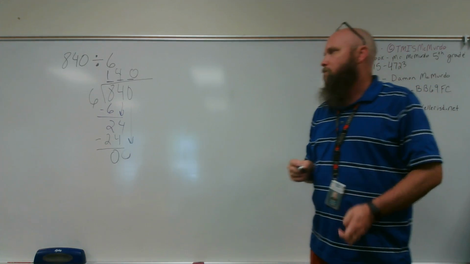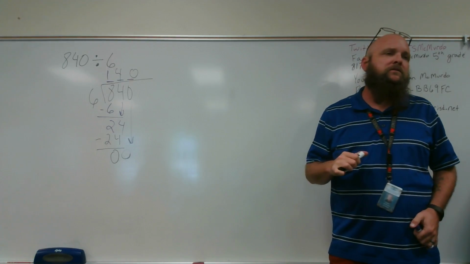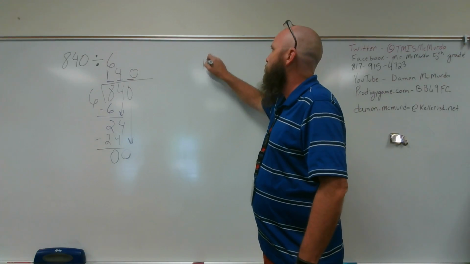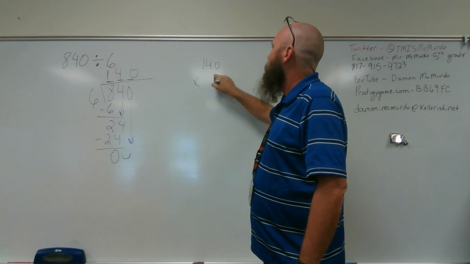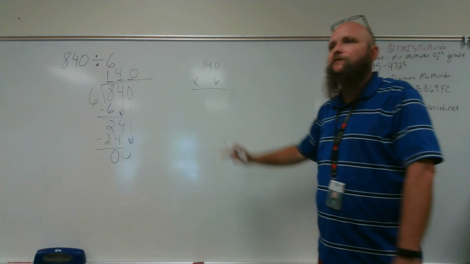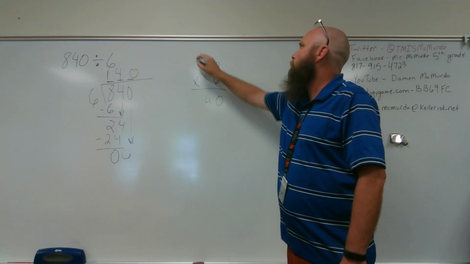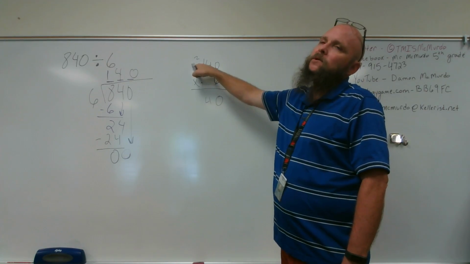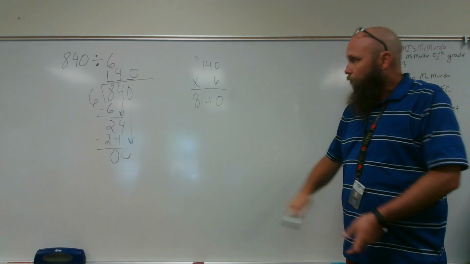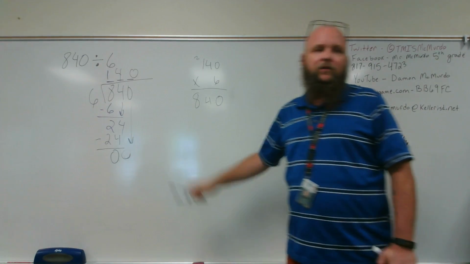Inverse operations. The inverse of division is multiplication. I can check it by multiplying 140 and 6. So my factor 140, my factor 6, I want to find my product. 6 times 0 is 0. 6 times 4 is 24. 6 times 1 is 6 plus 2 is 8. Was it 840? My product and my dividend are the same.